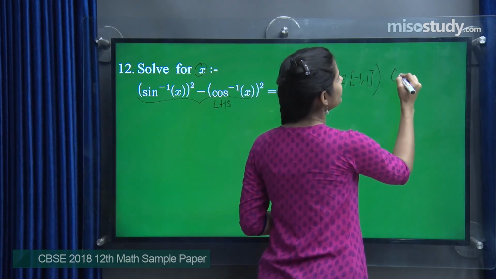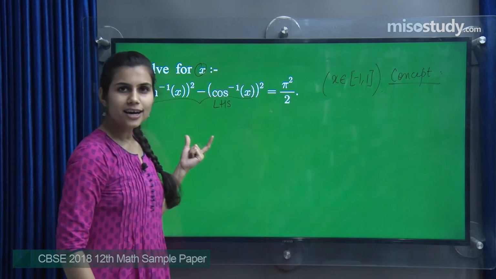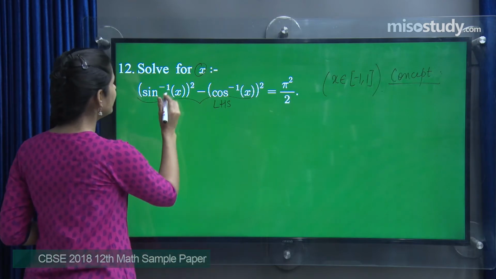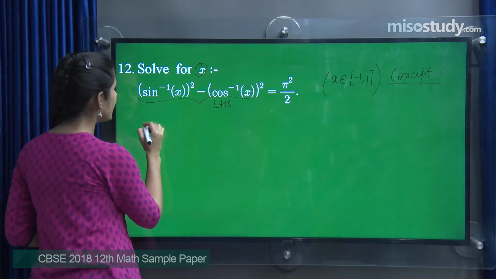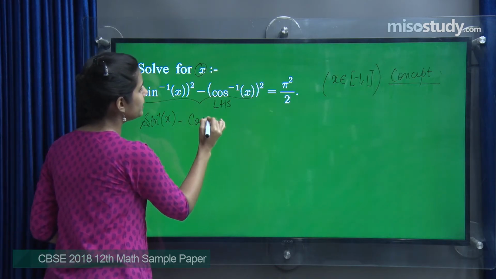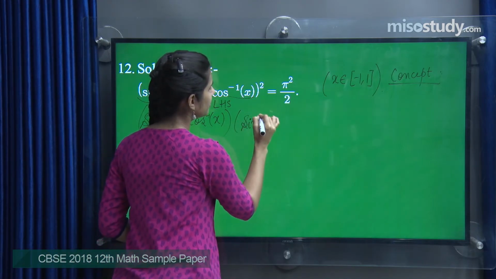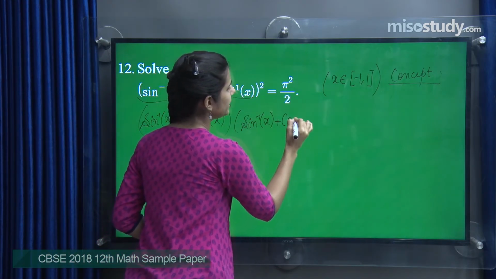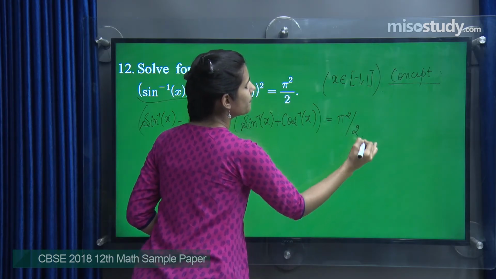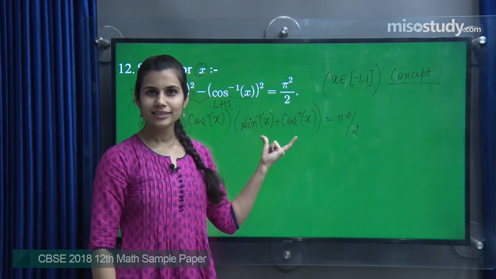Now, the concept that you need over here is what? Let's get started with the solution and then I'm going to tell you what that concept is. Now, you know a square minus b square is what? (A minus B) multiplied by (A plus B). This is equal to pi square by 2. Do you recall something from this expression?